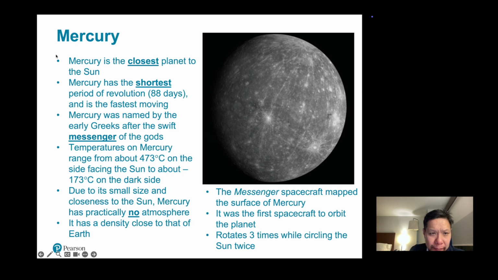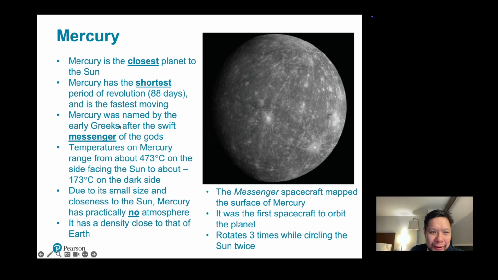So Mercury is the first terrestrial planet. It's the closest planet to the sun. It's got a very, very short year, or period of revolution. It's only 88 days. Can you imagine that? Can you imagine if our year was only 88 days long? Man, that'd be crazy. Hell, this class would already be over.